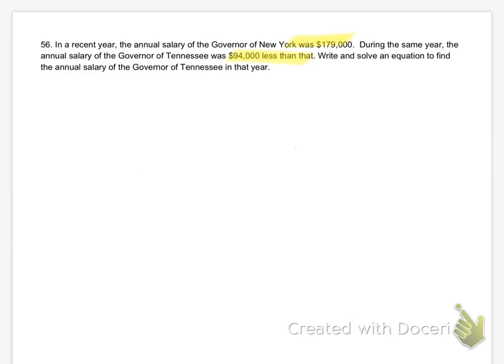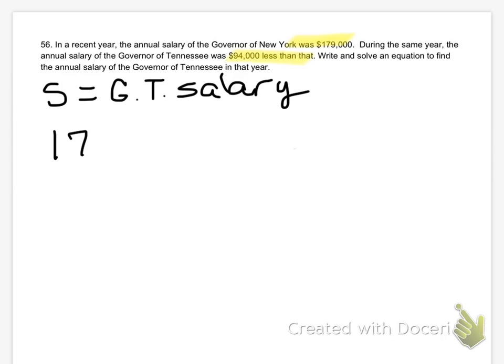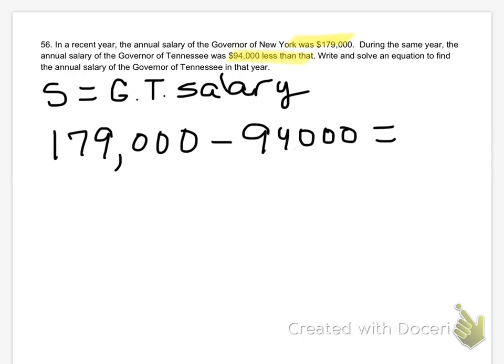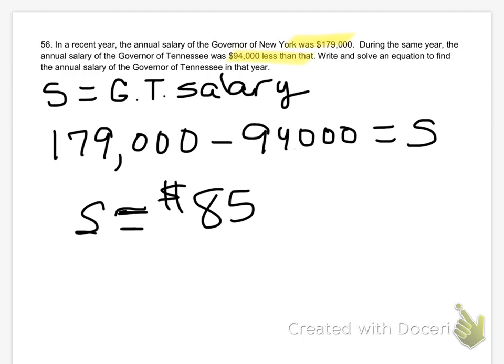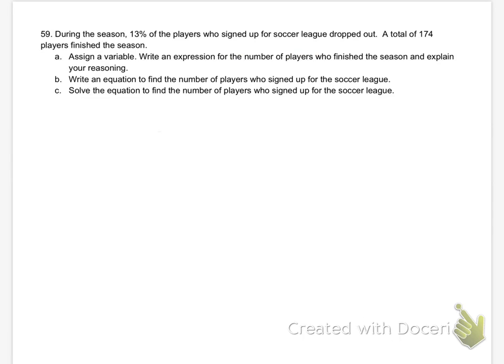Well, what's it even asking for? It's asking for us to find the governor of Tennessee's salary. So we should probably give that a variable. So we'll say S equals the governor of Tennessee's salary. I'm sorry, I'm writing with my fingers, so it's a little sketchy, but that's okay. So how would we find that? Well, if we know the governor of New York made $179,000, we're going to subtract, since it was less, $94,000 from that, and that's going to give me the governor of Tennessee's actual salary. So if you do the math here, we should get that his salary was exactly $85,000. I wouldn't mind that salary. How about you?